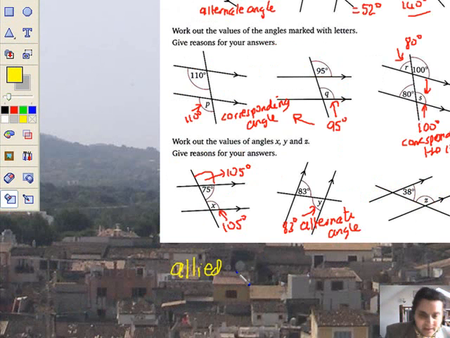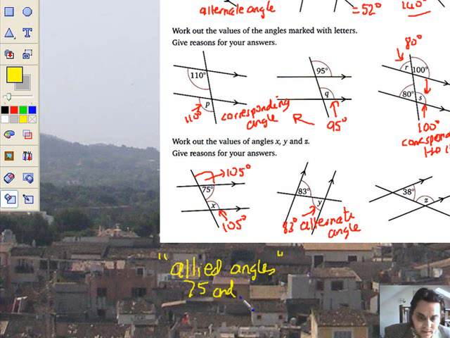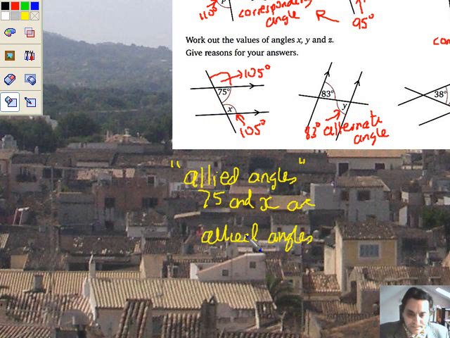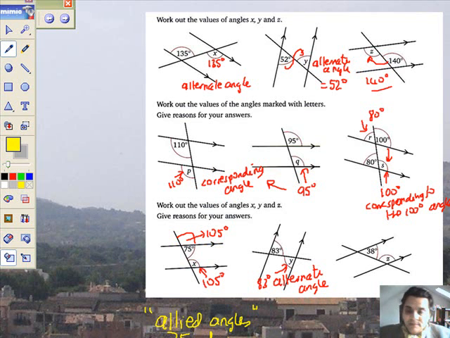Allied, yeah. They're called allied or interior angles. I never use the word interior, but the word allied. These are allied angles. So 75 and x are allied angles. Okay, so that's good. Please note they both add up to 180 together as well. What's this one over here? Yep, same sort of thing really.